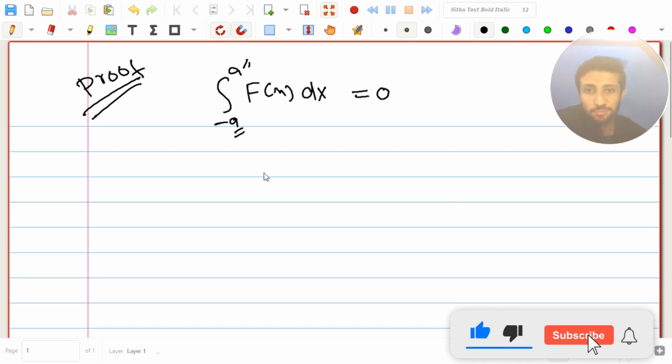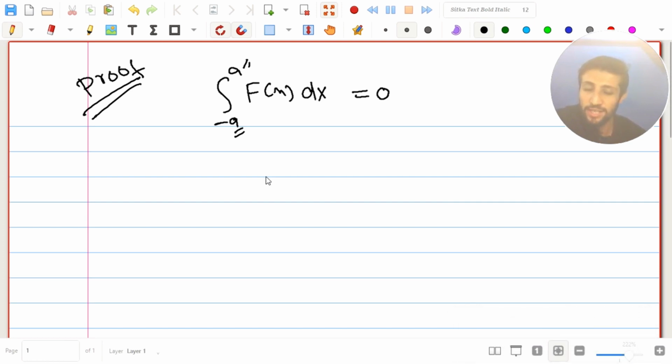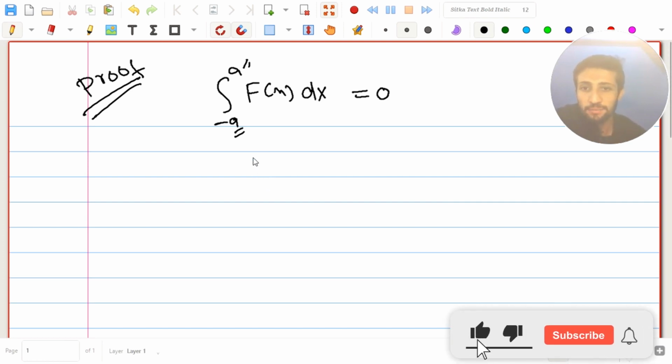Today we are going to prove that the integral of an odd function is equal to 0, or simply, the symmetric integral is equal to 0. You can see that this is my integral over here, f of x dx, which varies from minus a to a. Minus a is simply the lower limit and plus a is simply the upper limit.